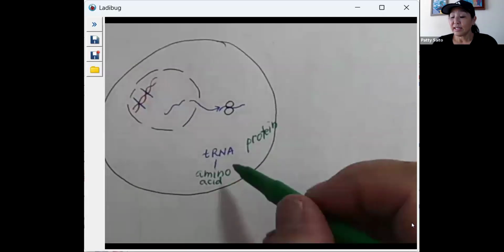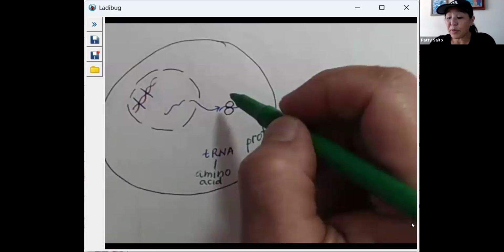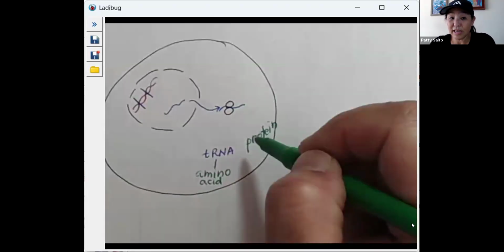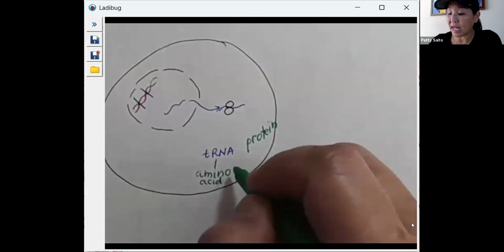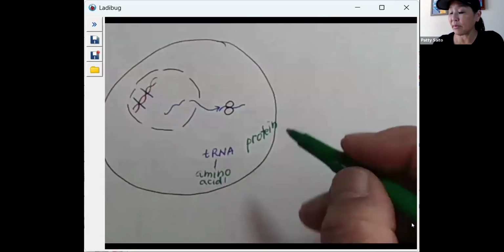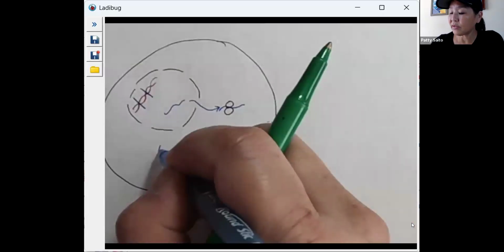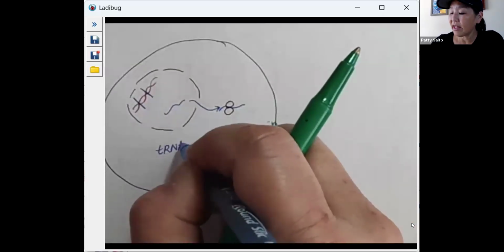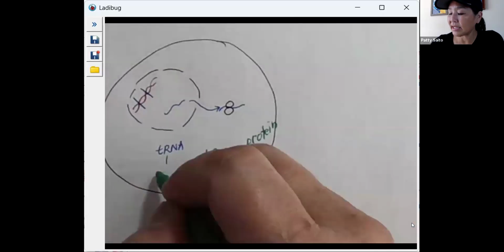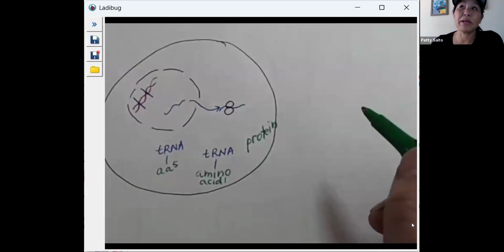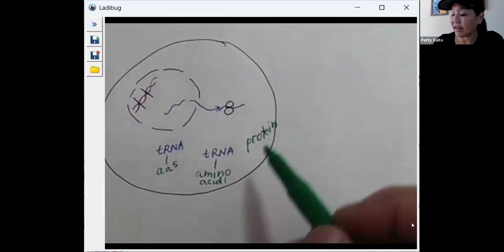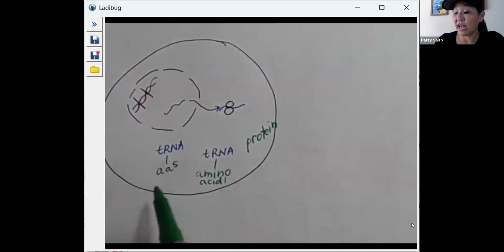All right. So, depending on what the code is here, it will bring different transfer RNAs, because there's lots of different amino acids. So let's say this is amino acid number 1, but then we have another transfer RNA here that has attached to it amino acid number 5. And there's like 20 different types of amino acids in living things. All right. So let's say we have all different kinds.